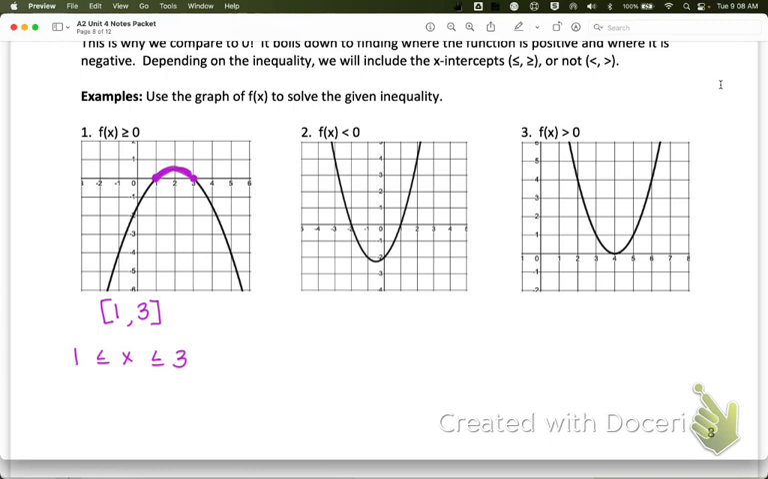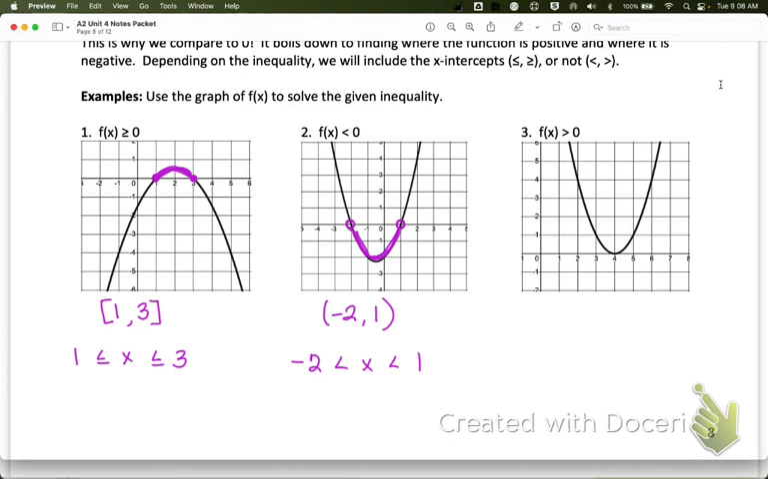Number 2, where is f of x less than 0? Well, here's our boundary points, the x-intercepts, but we don't want to include those because we only want less than this time, but we do want everything below. So this time it will be from negative 2 to 1. We're using parentheses because we don't include the x-intercepts, but we do include everything in between. Or you can say negative 2 less than x, less than 1. And again, each of these is an either or. You don't need to write both the interval and the inequality, just one is fine.